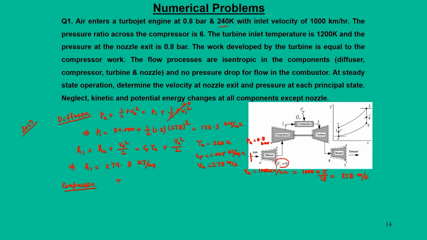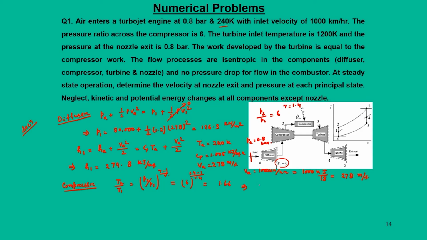For the compressor, with the equation you can write T2 by T1 is equal to P2 by P1 to the power (gamma minus 1) by gamma. P2 by P1 is given as 6, gamma is 1.4. So this means 6 to the power (1.4 minus 1) by 1.4. So this number is 1.66.